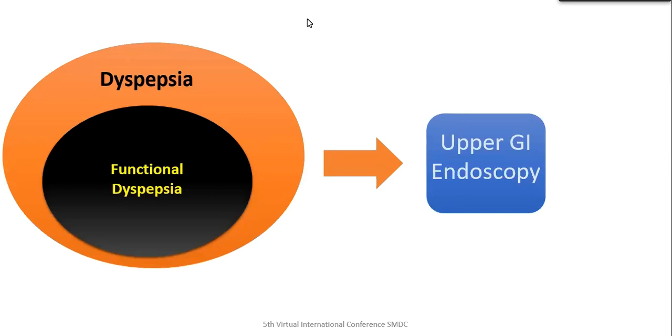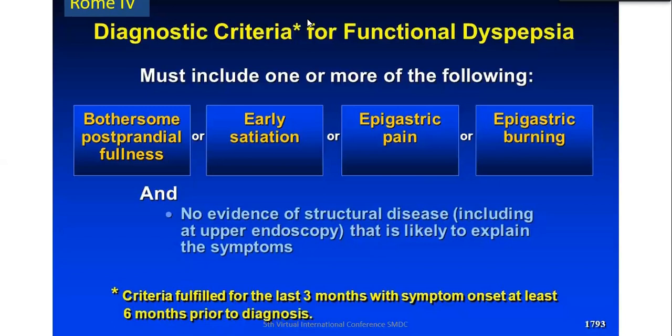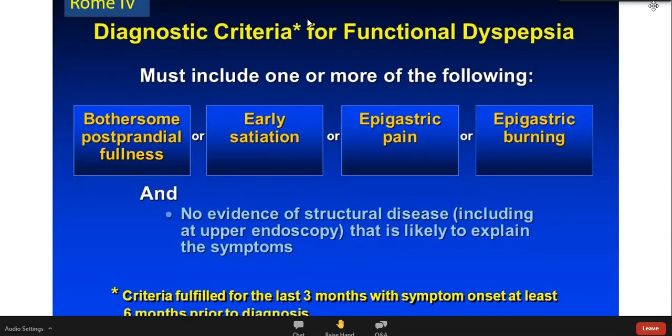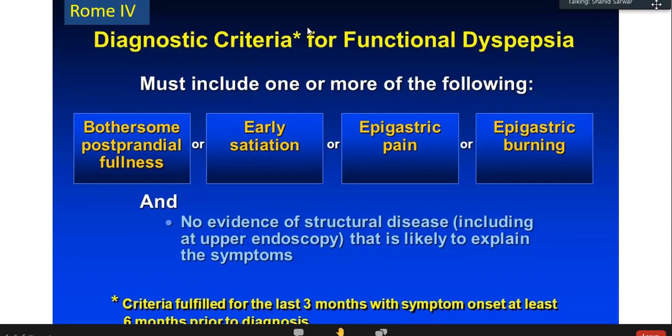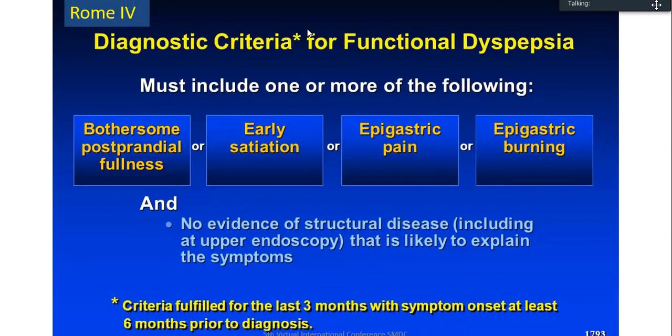So the only thing which can change functional dyspepsia is upper GI endoscopy. For functional dyspepsia, you need a normal endoscopy. If you go to the Rome 4 classification, a patient coming to you with postprandial fullness, early satiation, pain, or burning of more than 6 months duration, and of more than 3 months with normal endoscopy, can be labeled as functional dyspepsia.